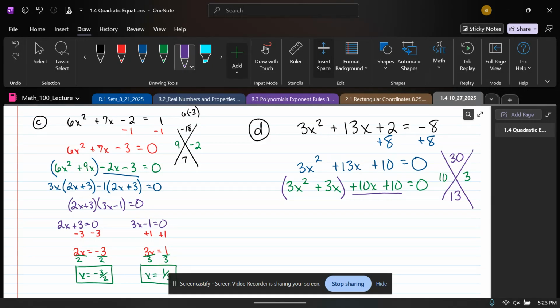So what's the GCF of 3x squared plus 3x? 3 and x, leaving x plus 1. And then what's the other one? What do I pull out of that one? A plus 10. They both have 10 in common. Then that's going to leave me an x plus 1 in there. Then my factored form, that's what I'm looking for here. I've got the x plus 1, then I've got the 3x plus 10.